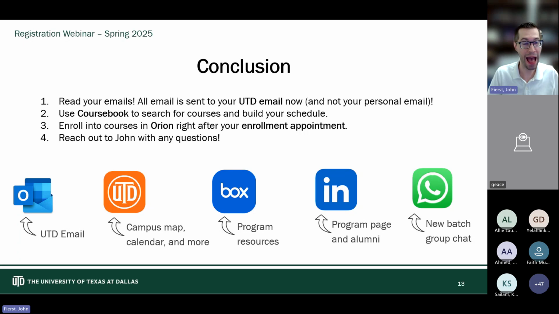These are the 5 apps that I suggest you download onto your phone. That is the Outlook app for your UTD email, the UTD app itself, which has a very, very helpful campus map. It actually has a floor plan of each building, so you can see, oh, I need to go to this classroom. You can actually see the hallways and the rooms in the app. Very, very helpful. Box, like I said earlier, that's the OM Graduate Student Resource Hub. Download Box on your phone. You can access that on your phone.